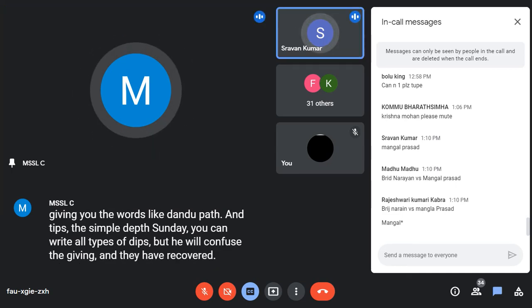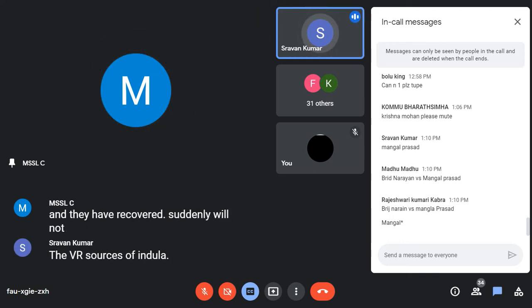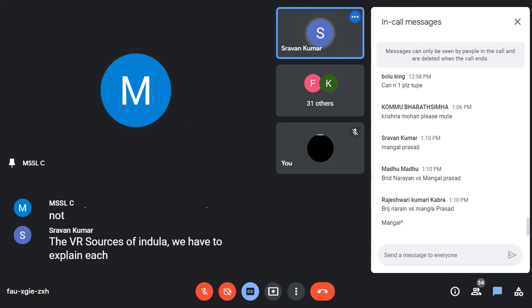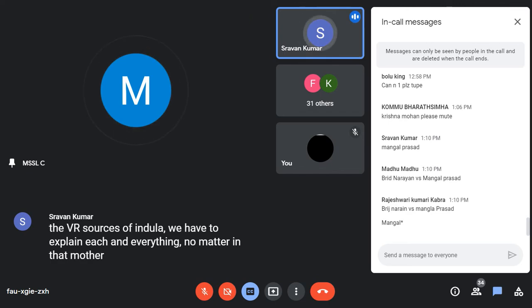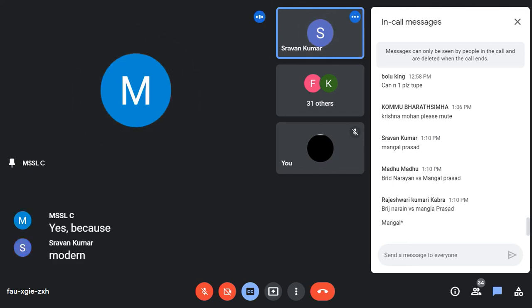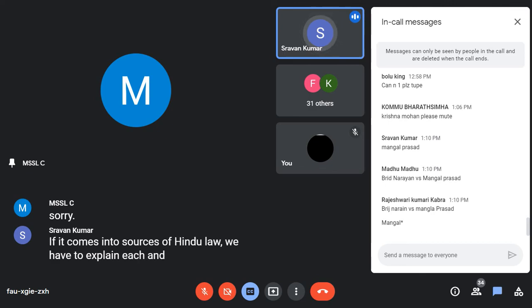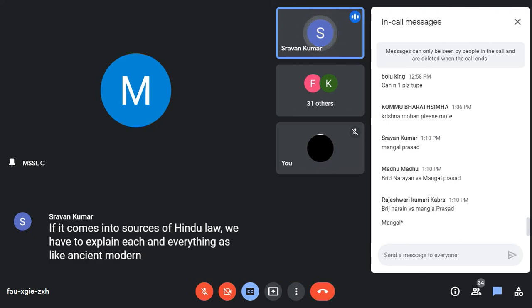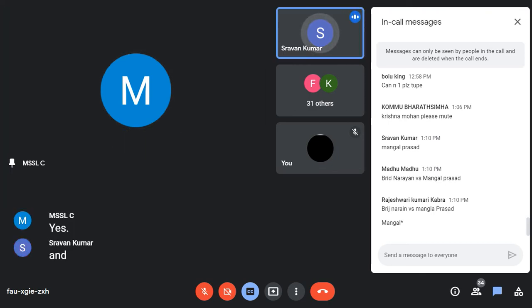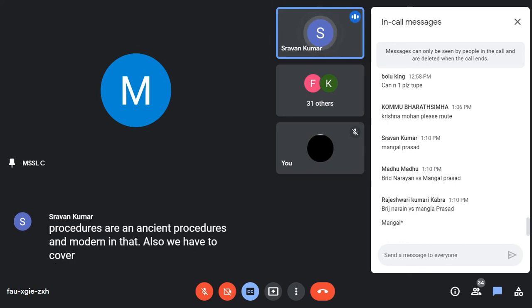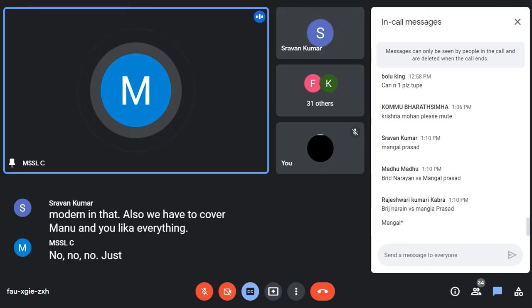If we ask sources of Hindu law, we have to explain each and everything, ma'am, in that, ancient, modern. If it comes into sources of Hindu law, we have to explain each and everything as ancient procedures, modern procedures. In that also we have to cover Manu and Yajnavalkya, everything. No. Just you can write down just simple smritis.